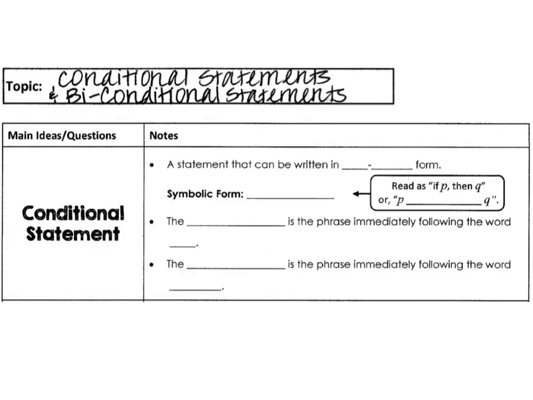A conditional statement is a statement that can be written in if-then form. So basically we say if something, then something else. The symbolic form for this looks like this. We write a P, an arrow, and a Q. And this is read as if P, then Q, or we could say P implies Q. Most of the time you'll hear me say if P, then Q.